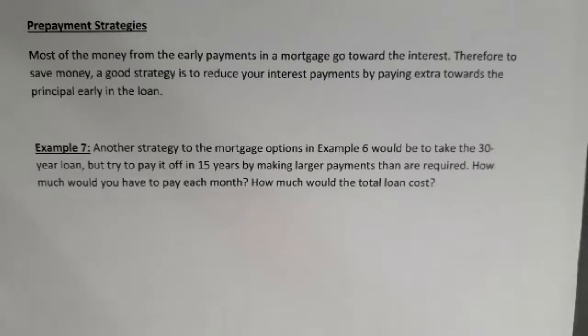Another strategy to the mortgage options in example 6 would be to take a 30-year loan, but try to pay it off in 15 years by making larger payments than are required. How much would you have to pay each month? How much would the total loan cost be?